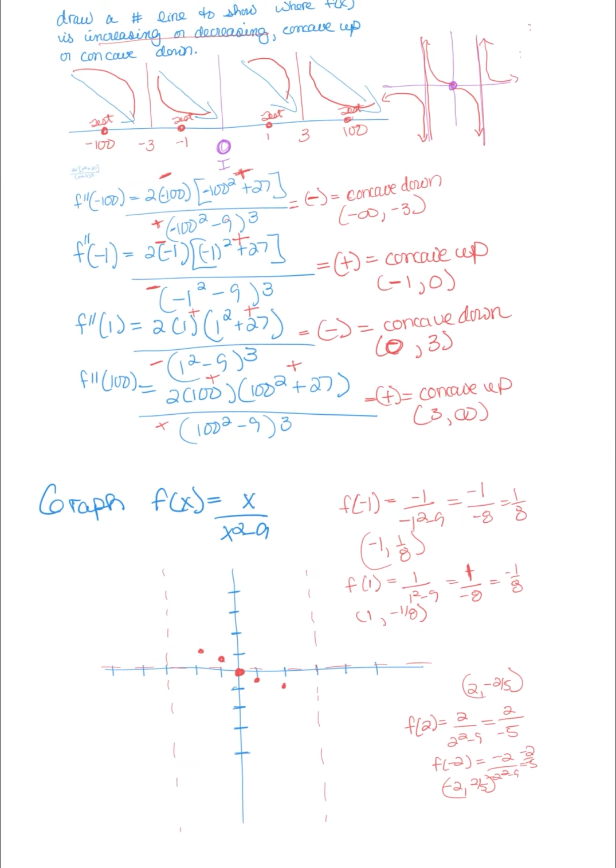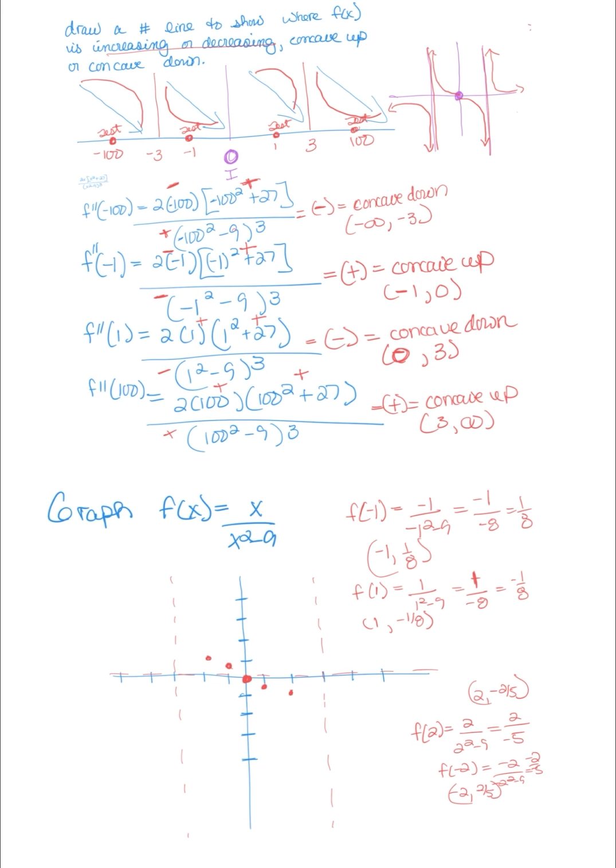So we know that on the interval after the vertical asymptote, we are decreasing concave up. So that's going to look like this. It's decreasing concave up, and then we know right after this inflection point right there, we are decreasing concave down.